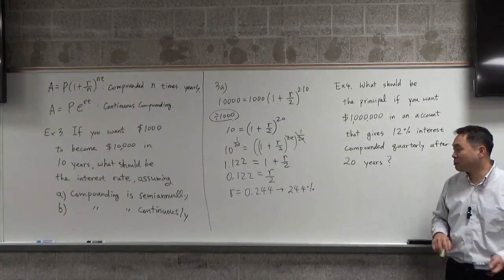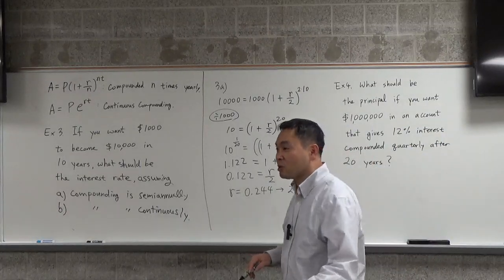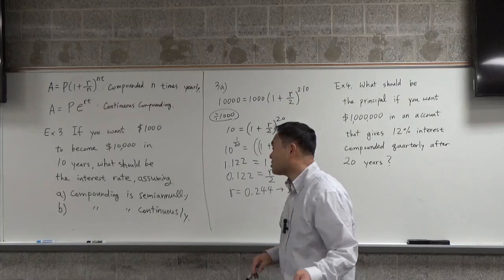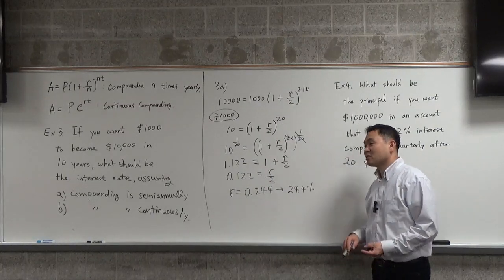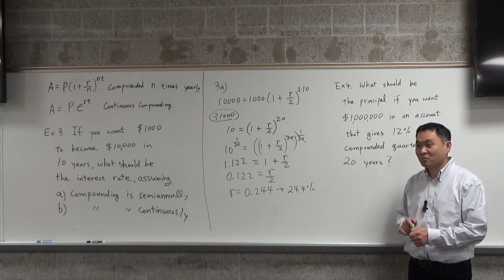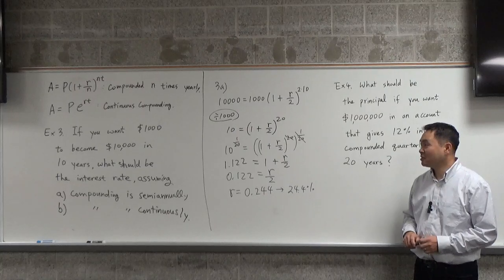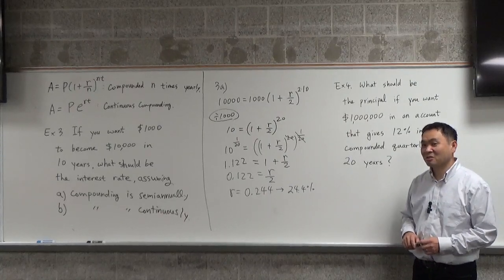Wow, that's a whopping number. Yeah. So if you want your money to grow 10 times after 10 years, that's a lot. If you put $10,000 and then after 10 years you get 100,000. If you put in 100,000, you end up with $1 million after 10 years.